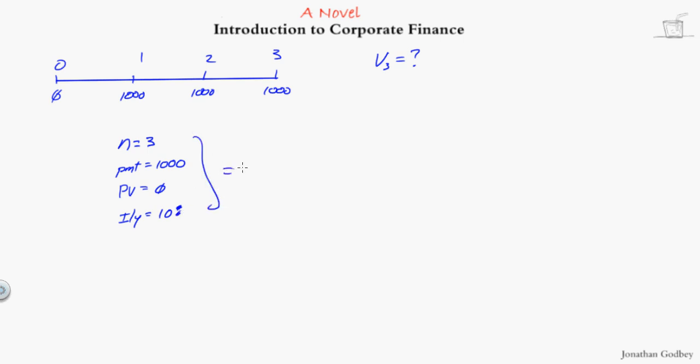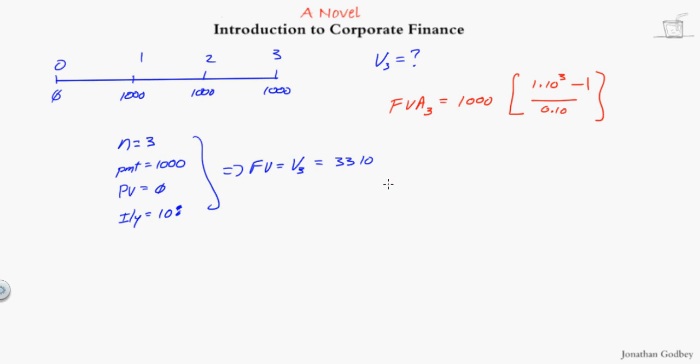You plug that into your calculator, you find the future value, and you need to write that's a value at time 3. That's equal to $3,310. How did your calculator do that calculation? It did the following. It said the future value of the annuity with 3 years is equal to the payment 1,000 times ((1 plus i, which is 10%) raised to the 3rd power minus 1) all over 0.1. So that's what your calculator is doing.